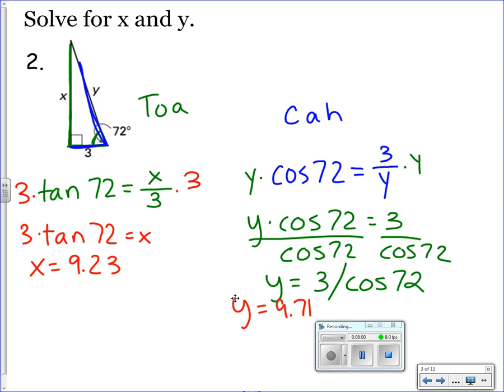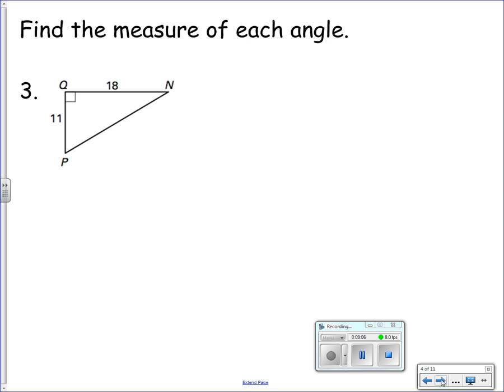Sometimes you're also going to have to solve for angles. Finding the measure of each angle. So angle P and angle N. It doesn't matter which one you find first, but remember, you already have a right angle. So P and N have to add up to 90 degrees. Let's solve for angle P. So in terms of angle P, like that theta, I have the opposite and the adjacent. So opposite and adjacent is tangent. The tangent of angle P is the opposite over the adjacent.